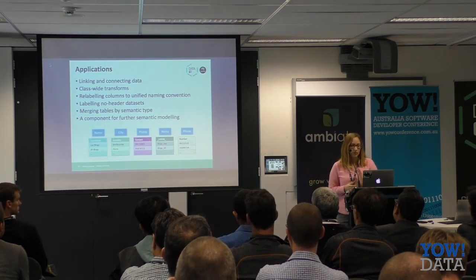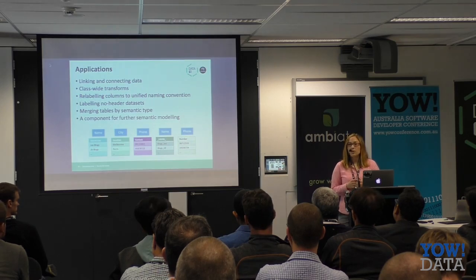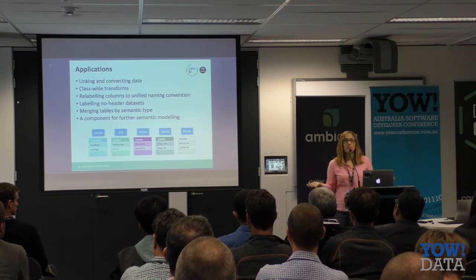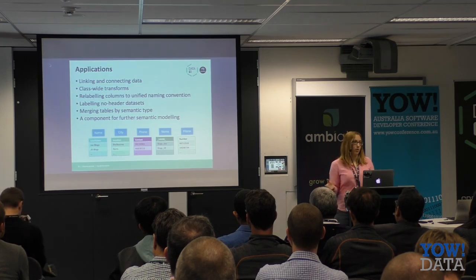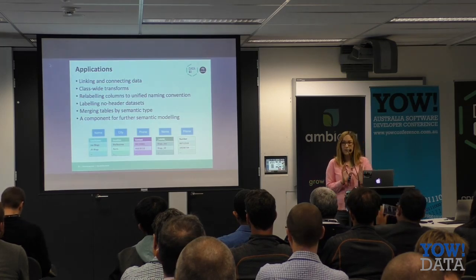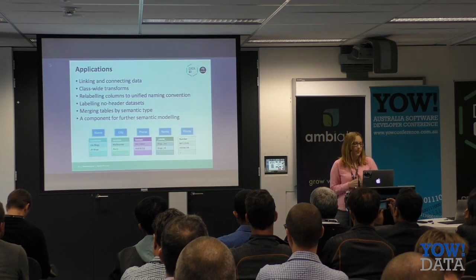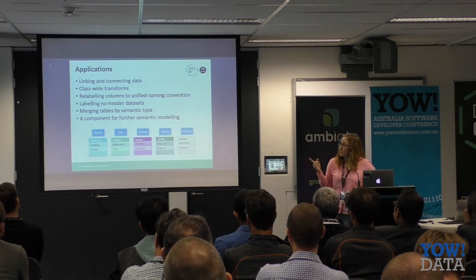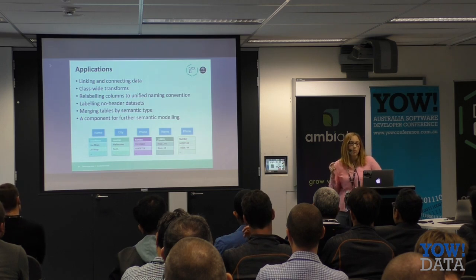The other thing is we can now relabel columns using the semantic types to some unified naming. And we can also label no-header data sets. So if you have a data set with no column headers, that's not a problem for the schema matcher, since we still have those features which are based on the content. But the most interesting part, at least for me, is that we can now use the schema matcher as a component for further semantic modeling.